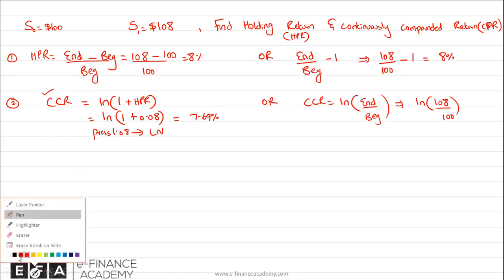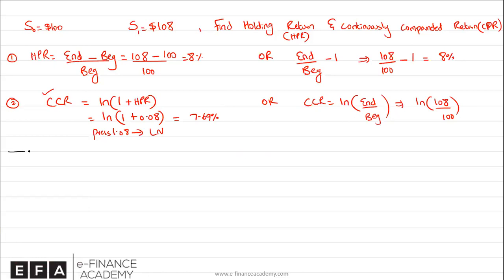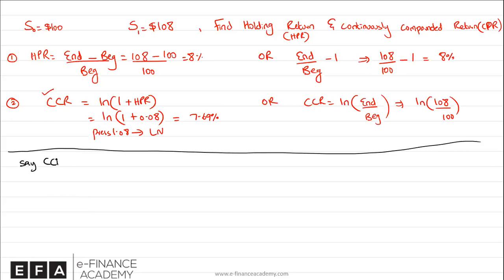Now, most likely you could also get a question something like this. Let's say we're told, say continuously compounded rate of return is 10%, find HPR, find holding period rate of return. Now, this is where you need to know how to actually use your calculator properly. Firstly, you need to know one thing.